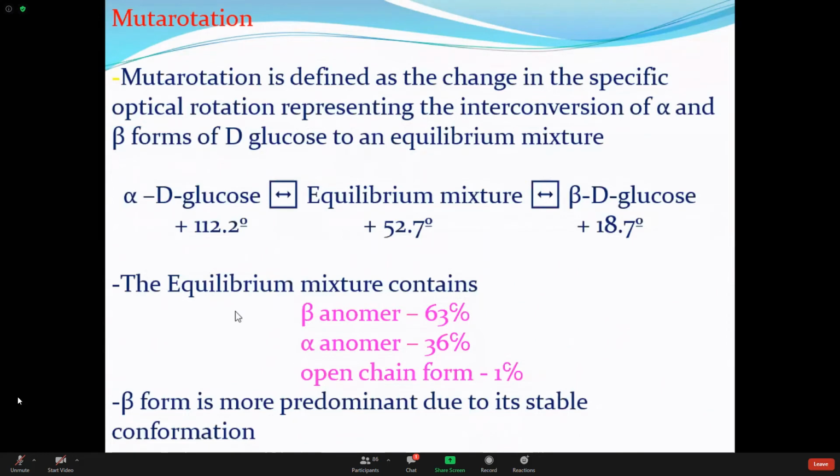And in the equilibrium mixture, you can see the beta anomer is present at 63% because the beta anomers are more stable. The alpha anomer, or alpha variety, is present at 36%, and the open chain, leave that one, is only 1%. So this is about mutarotation.